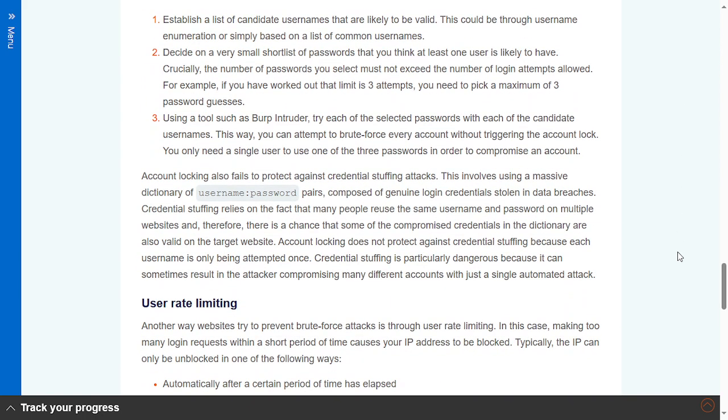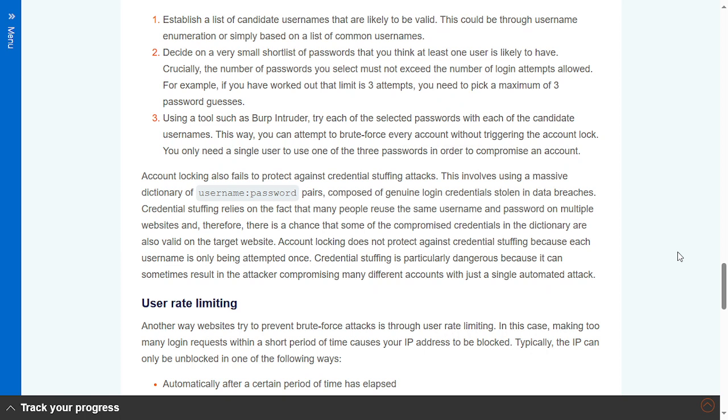3. Using a tool such as Burp Intruder, try each of the selected passwords with each of the candidate names. This way, you can attempt to brute force every account without triggering the account lock. You only need a single user to use one of the 3 passwords in order to compromise an account.